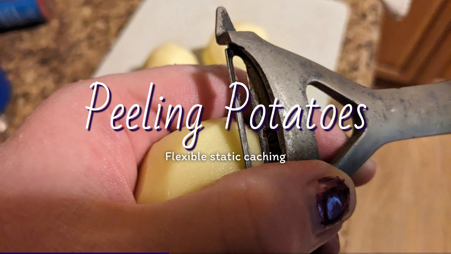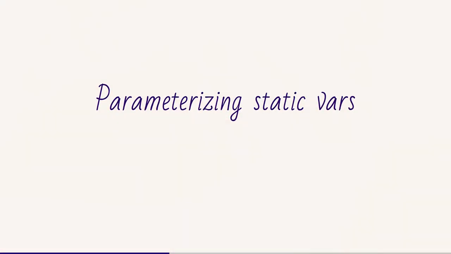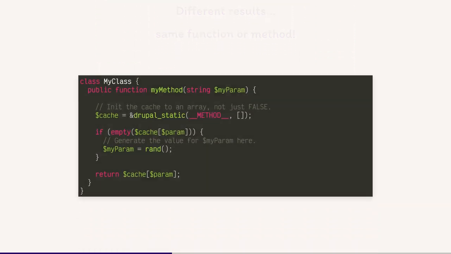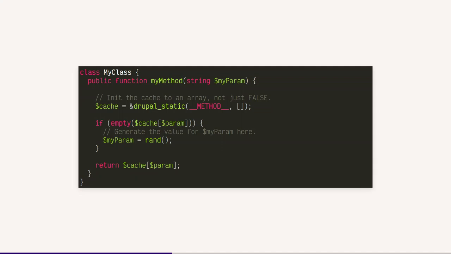Let's talk about some flexible static caching. So far, all of the examples I've shown had no parameters whatsoever when we called those functions or methods. But now we want to add parameters to them. So we want to have different results, but we want to make sure that they're the same function or method that we call each time and still have them cached. Turns out the pattern is really easy to do this.